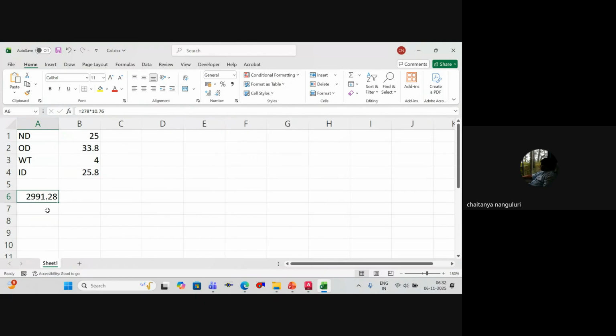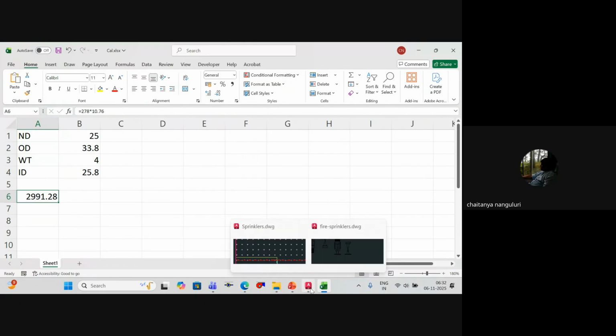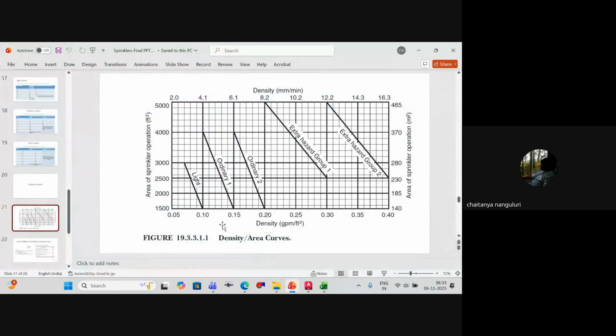You agree? Yes, sir. So this value is 3,000 square feet approximately. We have selected it. So this value, if I'm not wrong, we have selected it. It's 3,000 SFT. So this, if we drop it down, is 0.11, 0.12 density, if you guys remember. So the density is 0.12.